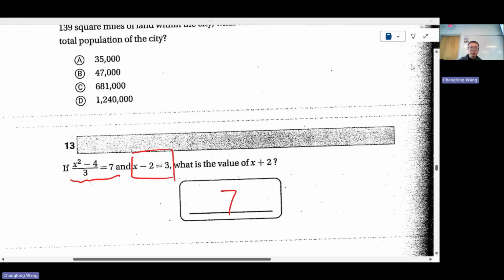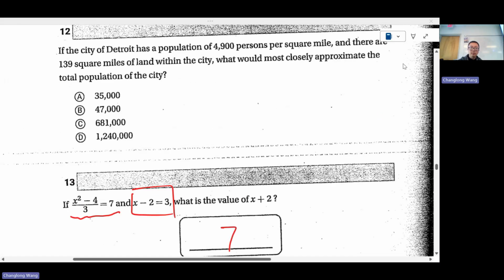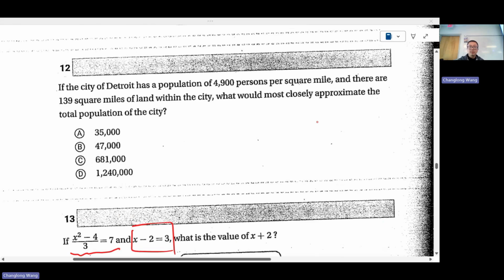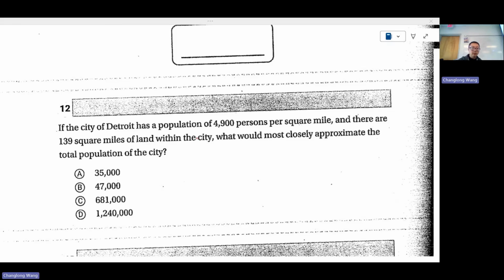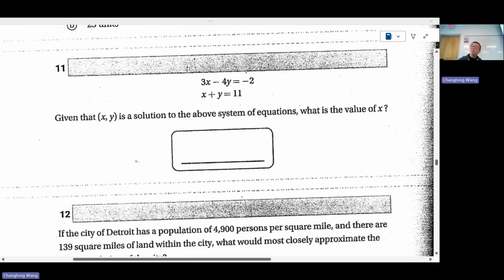Anyway, now I'll skip number 12, since it's pretty much just asking you to use the population density, 4,900 people per square mile, and the area of the city is 139 square miles. Just multiply them, you get the population. No big deal.